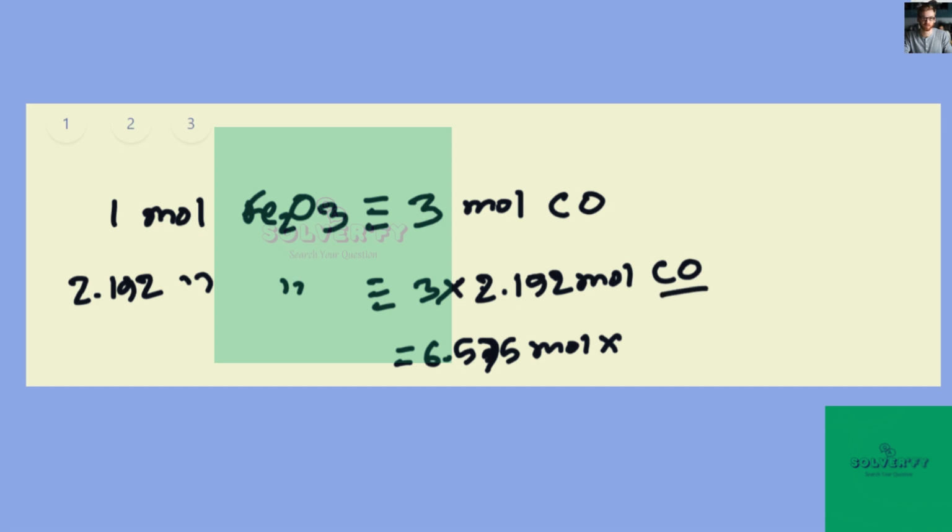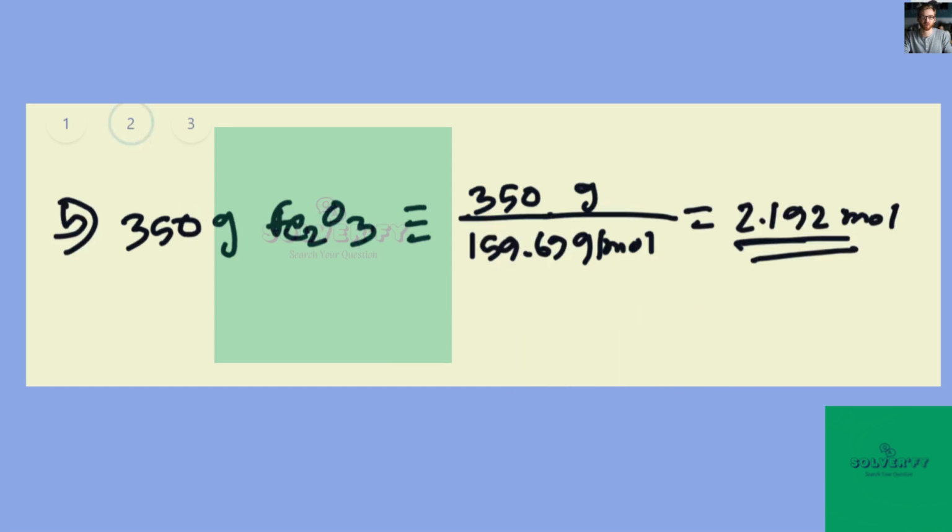So the molar mass of carbon monoxide is 28.01 gram per mole. So it will give us a value of 184.17 gram CO. That means this is the gram of CO which will react with 2.192 mole or 350 gram or 0.350 kg of Fe2O3.